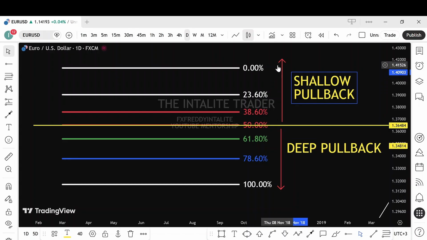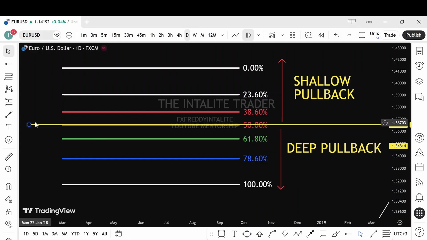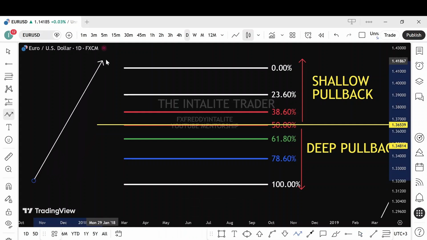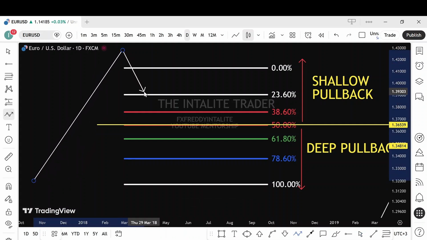So here we say anything above 50 here, we shall say this is a deep pullback, and anything here below 50, we say it is a shallow pullback. So when price moves, it comes and it pulls to 23, that is a shallow pullback. It comes to 38, shallow pullback. Then it touches 50, that one is the start of a deep pullback. So here, maybe we expect price to go higher.